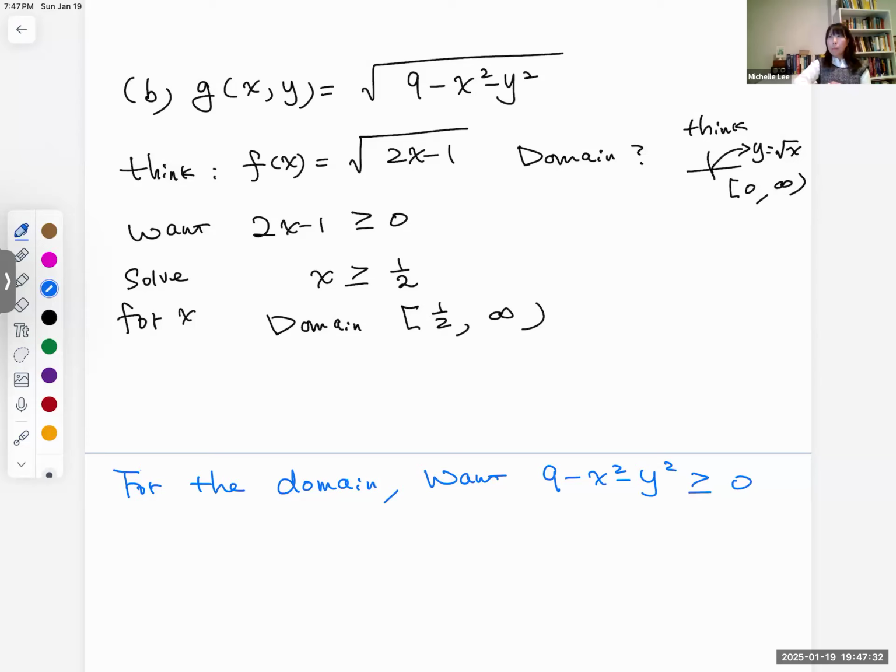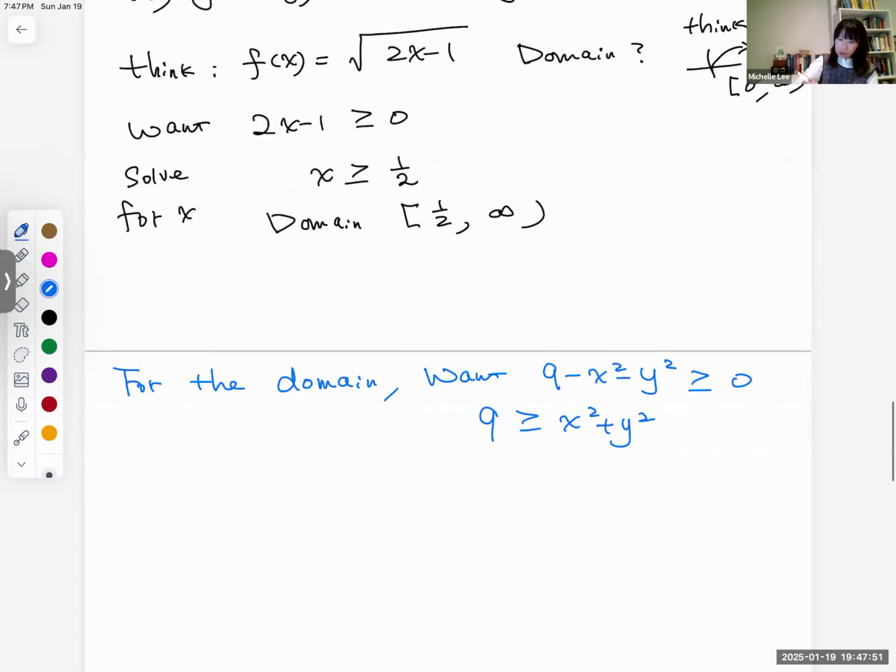Inside greater or equal to 0, right? Okay, then we move everything to the other side. So there will be 9 greater or equal to x squared plus y squared, right? So let's rewrite that. That is the same as x squared plus y squared less than or equal to 9.